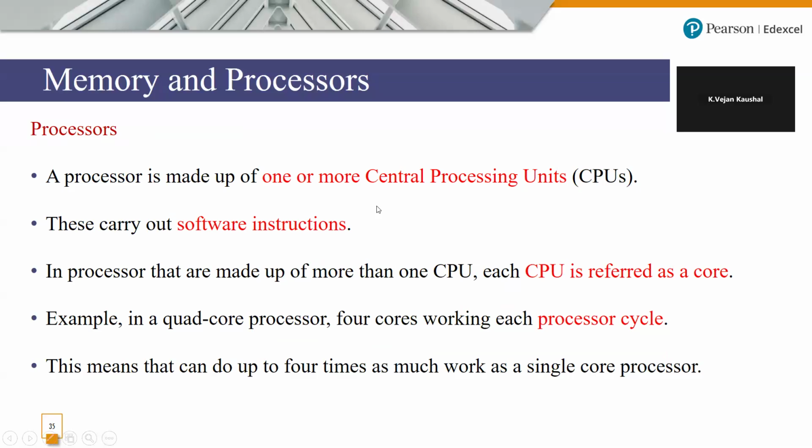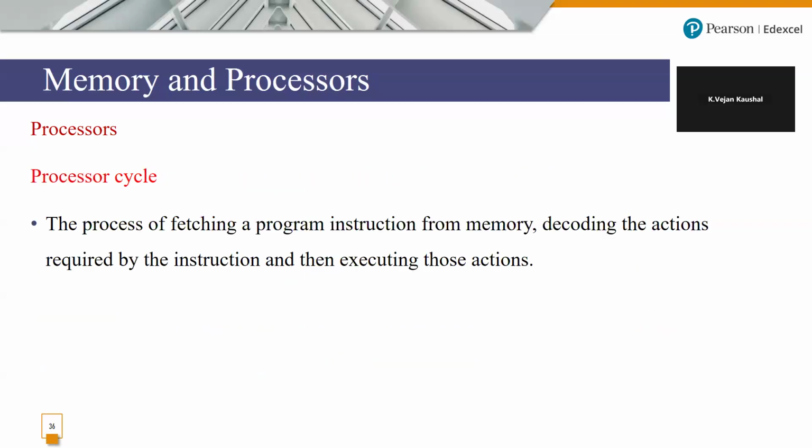Processor, you know, Core i5, i7, those things you talk about. That's the central processing unit. What they are doing is carrying the program or software's instructions which we execute. A CPU is made up of cores, referred to as a core. That's what you already mentioned about your laptop, it has an Intel Core. For example, a quad core processor: four cores working in a processor cycle. It means we have four times as much work. There are single processors and multiple processors also.